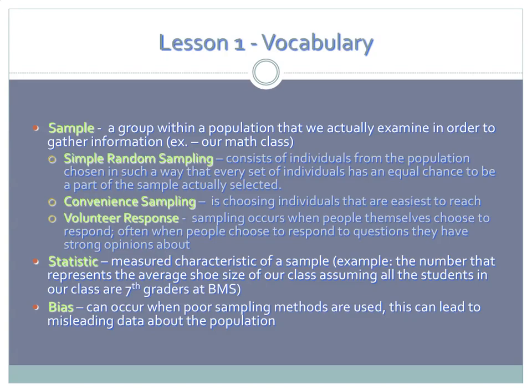And then finally, bias is our last term. Bias is something that can occur when poor sampling methods are used, and it can lead to misleading data about the population. So a bias is just something that can be inaccurate. If we don't sample purely or correctly, we can get false information about a population.